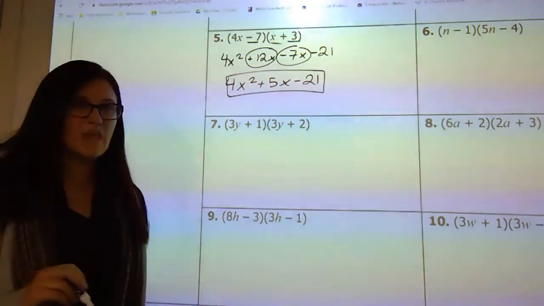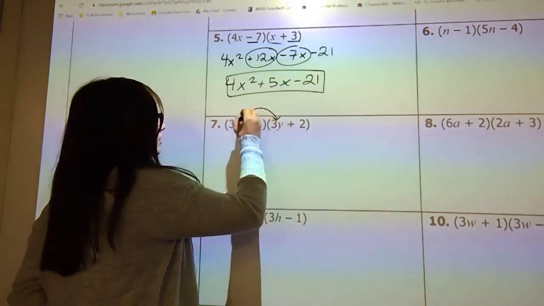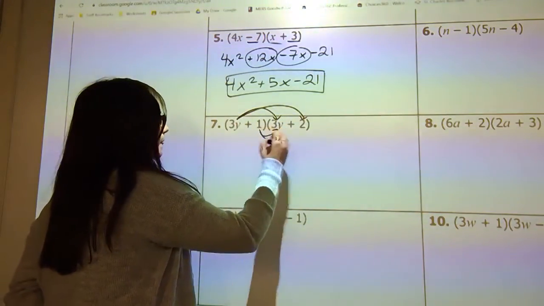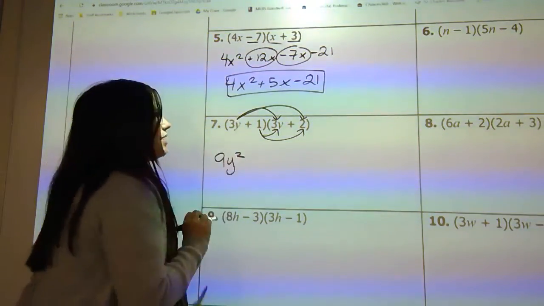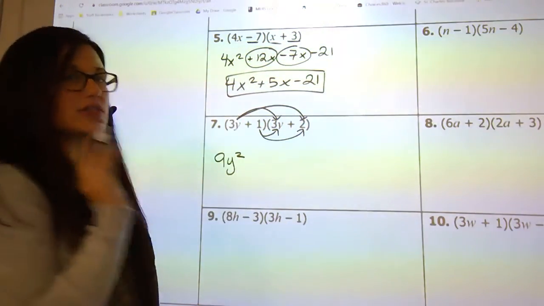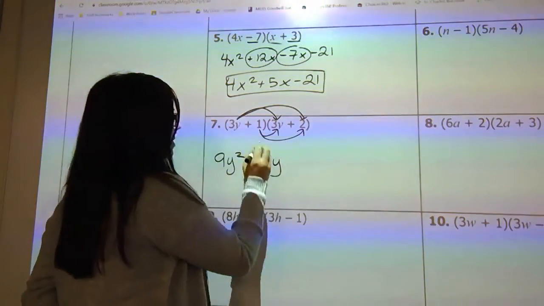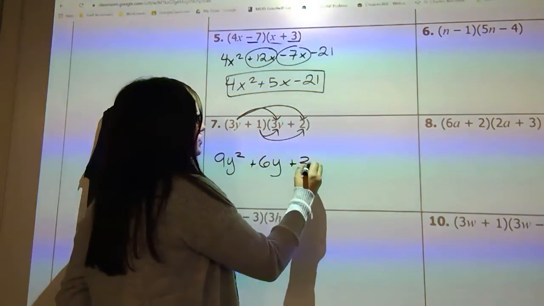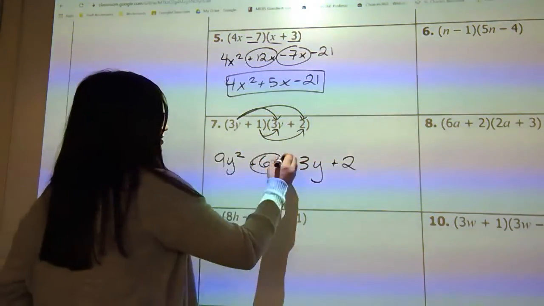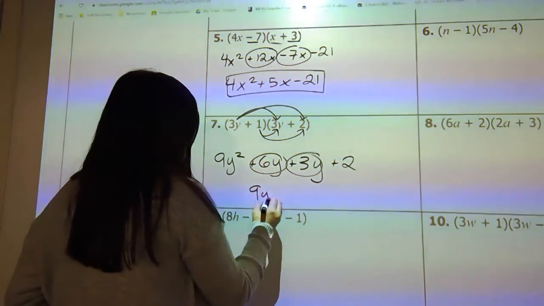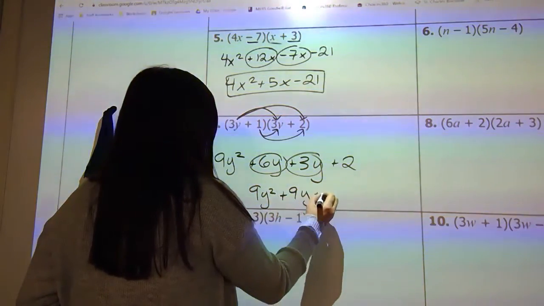Okay, all right. Number 7. We're going to be multiplying. So 3y times 3y is 9y squared, right? We always multiply those coefficients, add the exponents. 3y times 2 is a positive 6y. 1 times 3y is just 3y, and 1 times 2 is just 2. Combine those like terms, and you have 9y squared plus 9y plus 2.